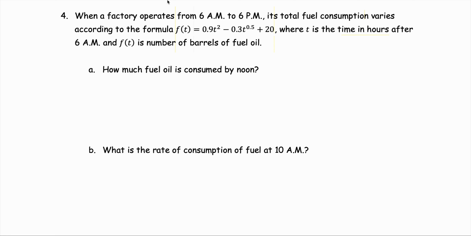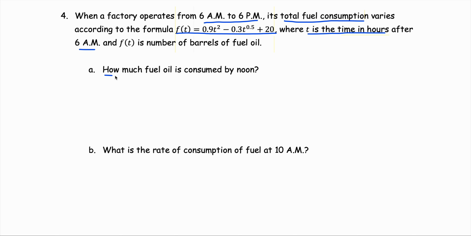In this example, when a factory operates from 6 a.m. to 6 p.m., its total fuel consumption varies according to the formula F(T) = 0.9T² − 0.3T^0.5 + 20, where T is the time in hours after 6 a.m. and F(T) is the number of barrels of fuel oil.